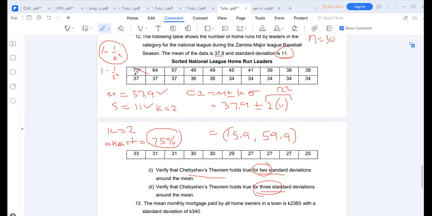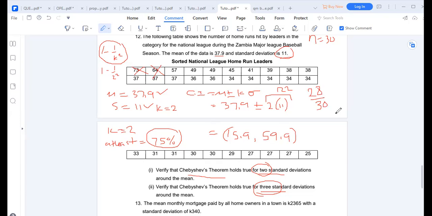So this one is out of the range. It is exceeding 59.9. This one also is out of the range. It's exceeding 59.9. This one is correct. All these are correct. And let's go down there. Which one is below 15.9? All of them are within 15.9. So all of them qualify. So in total, out of the 30, there are only 2 that are outside. So the proportion is 28 out of what? 28 out of 30. So we need to calculate this percentage, make sure that it's at least 75% and above for this theorem to be true.